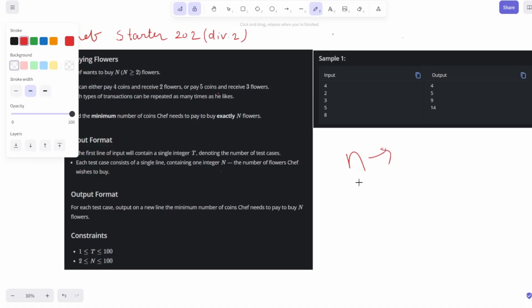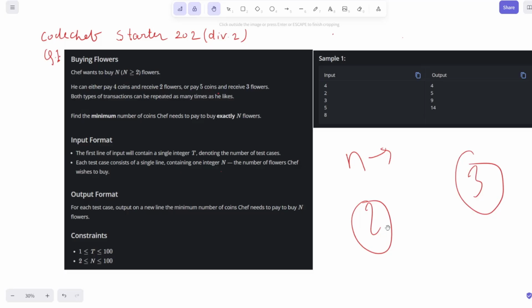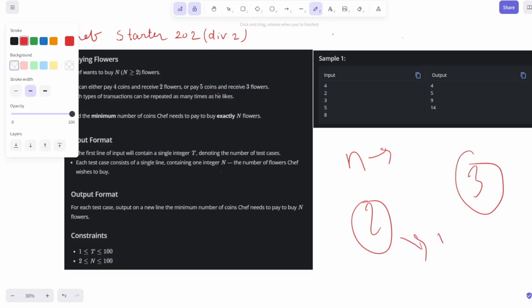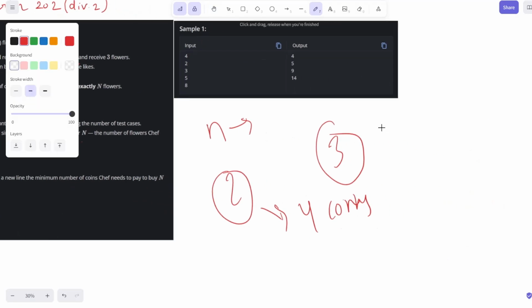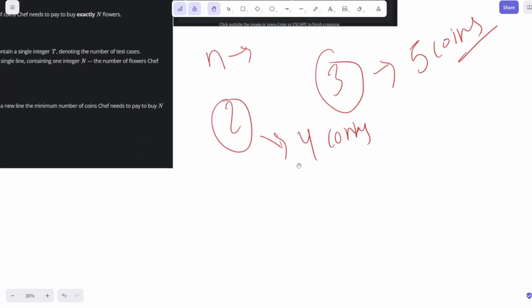So for this, he can either buy a group of 2 flowers or a group of 3 flowers. The cost of buying a group of 2 flowers is 4 coins, and the cost of buying a group of 3 flowers is 5 coins. The problem is asking how many groups of 2 flowers and how many groups of 3 flowers I should buy so that the cost will be minimum.